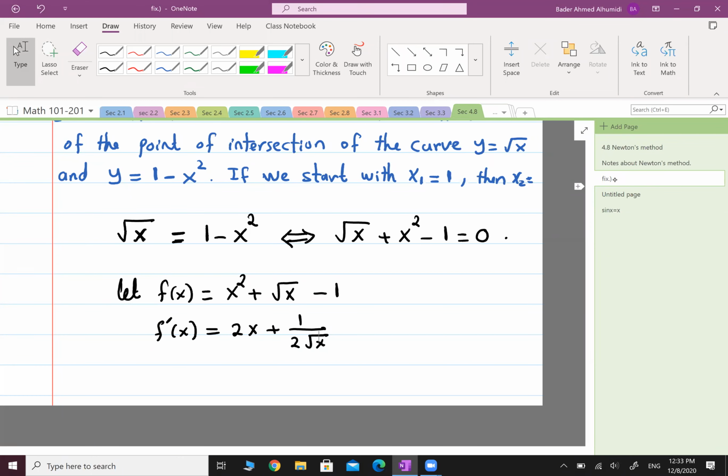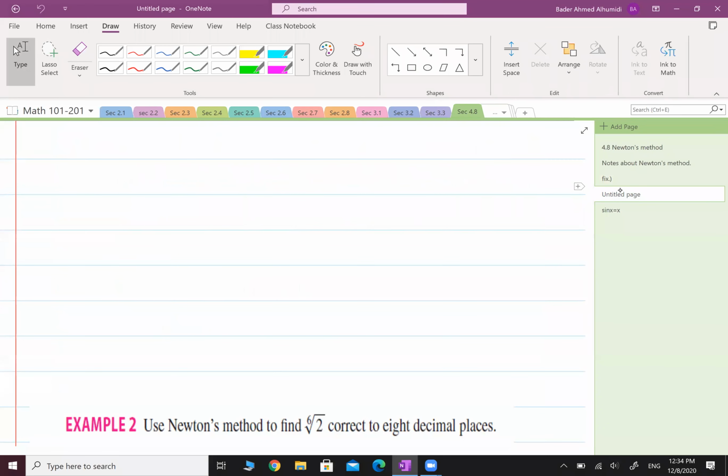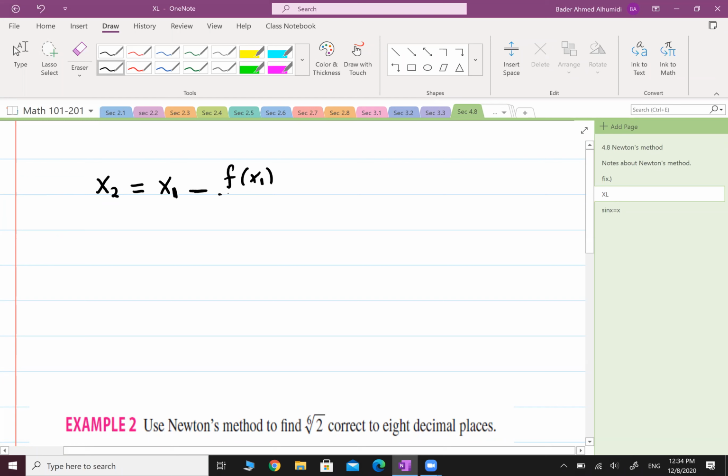That's the question: how to find x2 if I have x1? I will say here, this implies x2 is equal to what? By the formula, it is x1 minus f of x1 divided by f prime of x1.